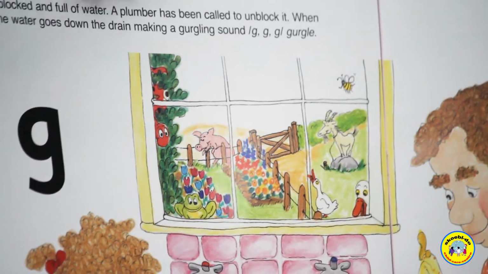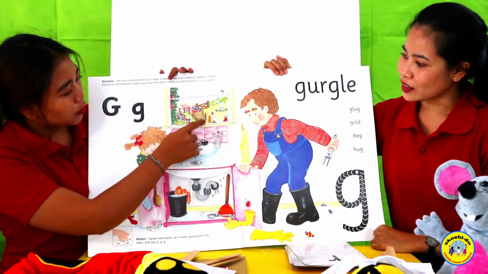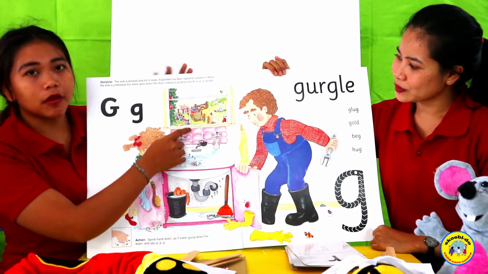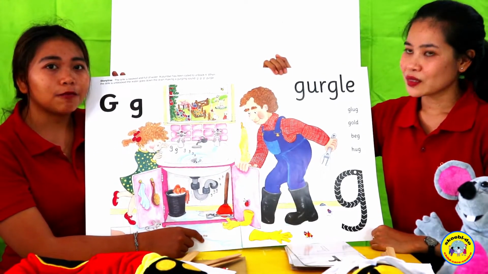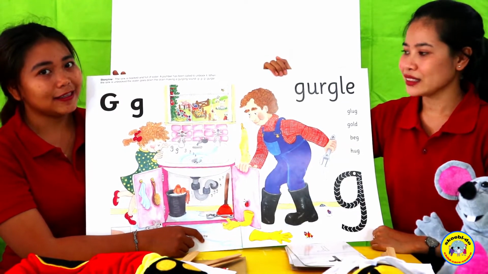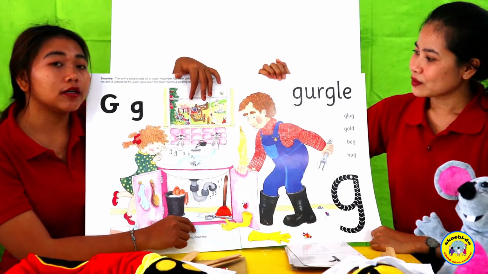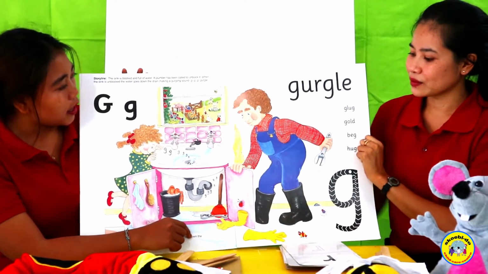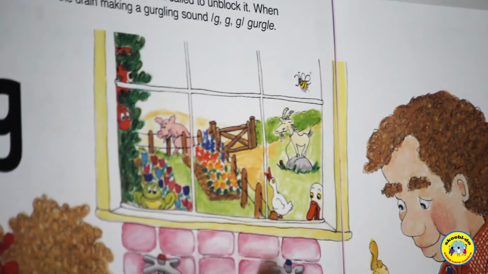I think there is a garden. Yes, look at this. There is a garden with animals here. Do you know that garden starts with letter G? Yes. So G is for garden. And look at the garden. There are some animals.